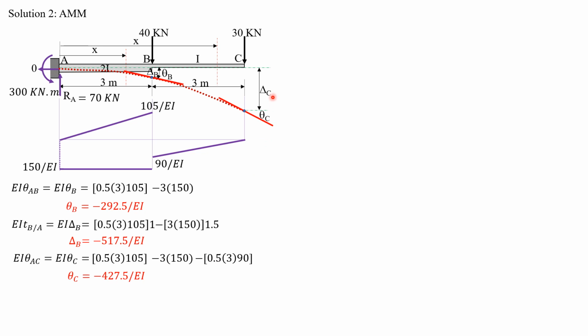And finally, for delta C, we have deviation of C relative to the tangent at A. So we simply compute the moments of this area between A and C with respect to C. So it is 0.5 times 3 times 105 times 1 plus 3 is 4. The moment arm is 4. Minus 3 times 150, 1.5 plus 3 is 4.5. The moment arm is 4.5 for the second area. Then for the third area, 2/3 of 3 is 2. So the moment arm is 2. So minus quantity 0.5 times 3 times 90 times 2. So computing, delta C is equal to negative 1665 over EI.